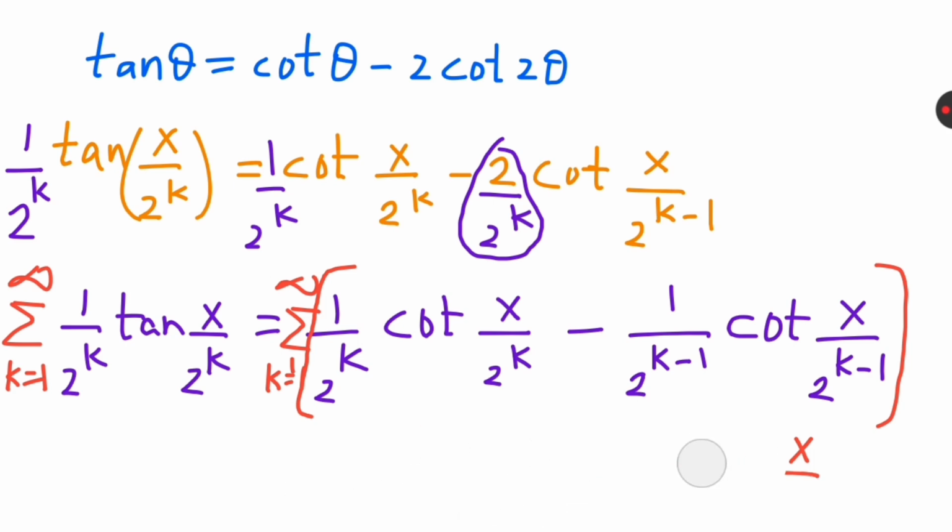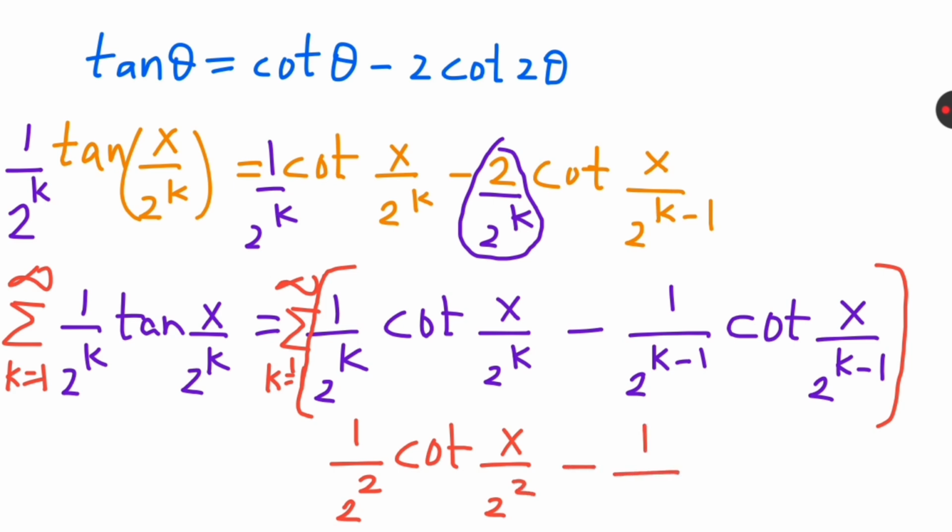Now substitute k as 2. If you substitute k as 2, then we are going to get 1 over 2 raised to the power of 2 times cot x over 2 raised to the power of 2, minus 1 over 2 raised to the power of k minus 1. We are substituting k as 2, so 2 minus 1 is nothing but 1. 2 raised to the power of 1 is only 2, cot x over 2 raised to the power of 2 minus 1, which is 1, cot x over 2. Here 1 over 2 raised to the power of 2 is 4, and 2 raised to the power of 2 is 4. So for k equal to 2, we are going to get 1 over 4 cot x over 4 minus 1 over 2 cot x over 2.